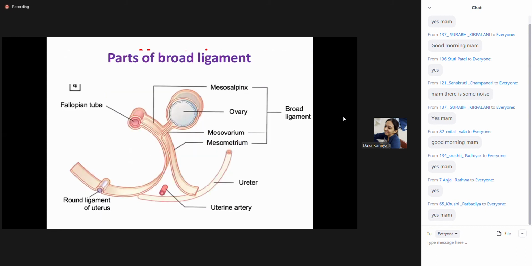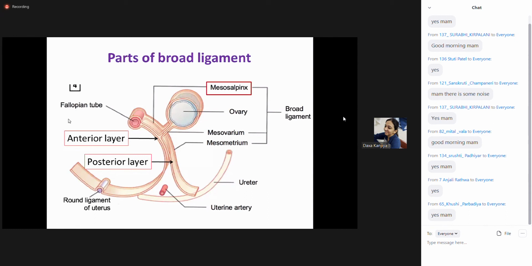So let me show you all the four parts and its arrangement. See the double layer fold of the broad ligament. This is the anterior layer. Then this one is the posterior layer. These two layers. Now, what are the subdivisions? As it encloses certain structures, it will be divided into various parts.